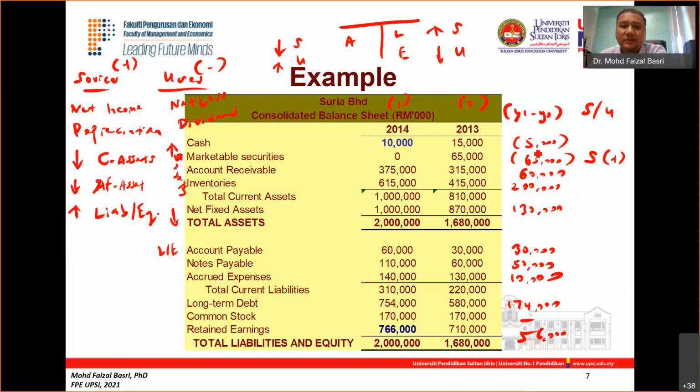Right, so account receivable, we move to the next one. 60,000 is an increase. Increase in asset, so it's going to be uses. For account receivable, uses, meaning we have to minus. Inventory is also the same. It will be uses, and we're going to minus it.